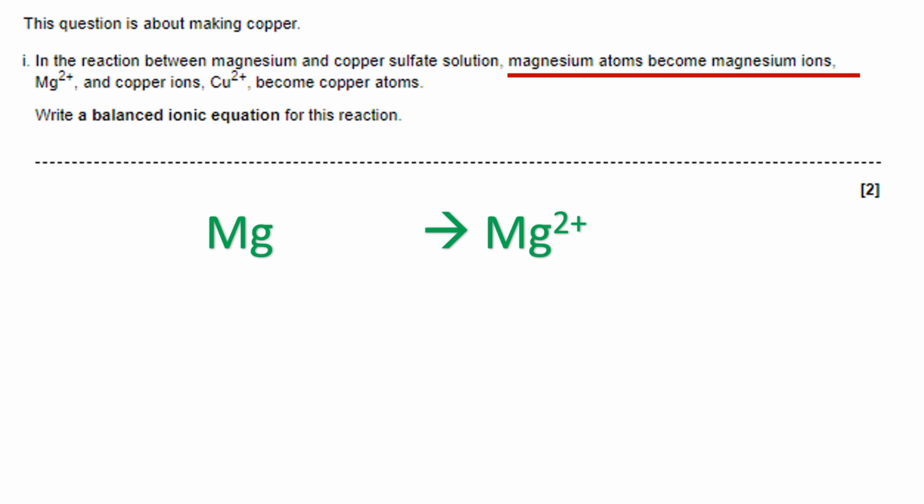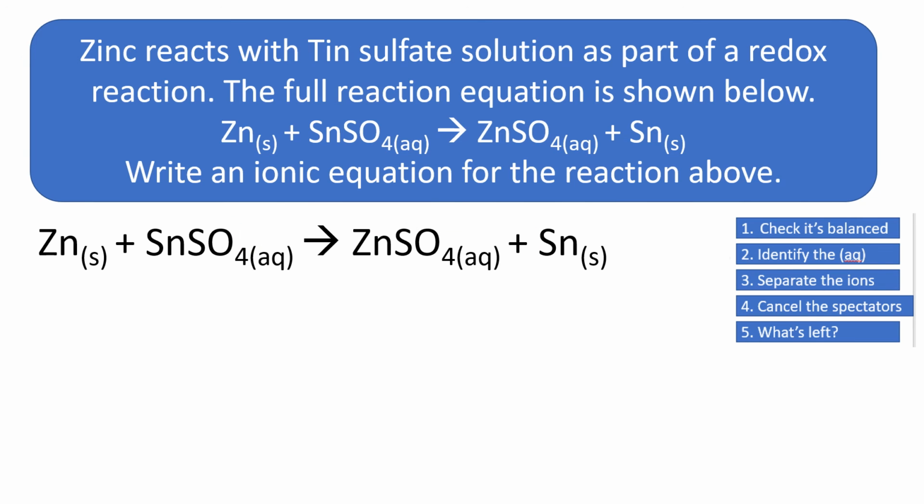Mg making Mg2+. And then it says copper ions become copper atoms, which is Cu2+ becoming Cu. Does that balance? Does that make sense? Yes, of course it does. That's a displacement reaction, isn't it? Okay, last one then, guys. This is taken from the white question book, in case you're interested. Have a go.